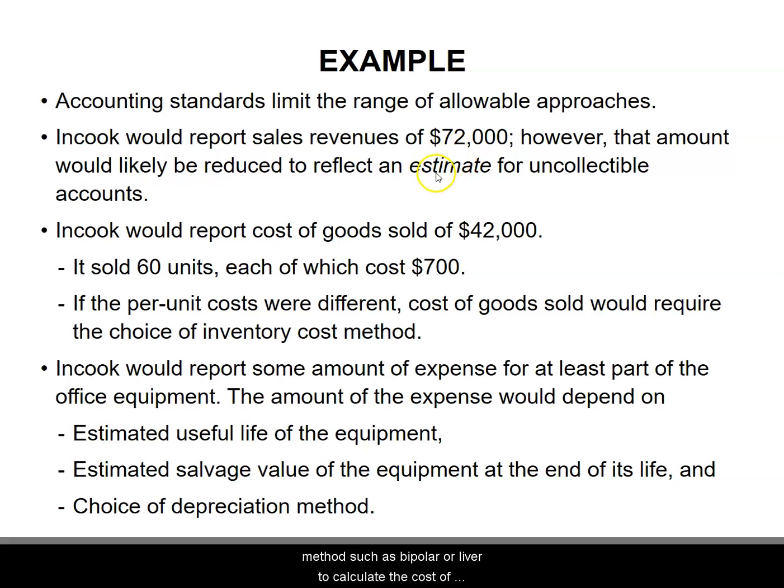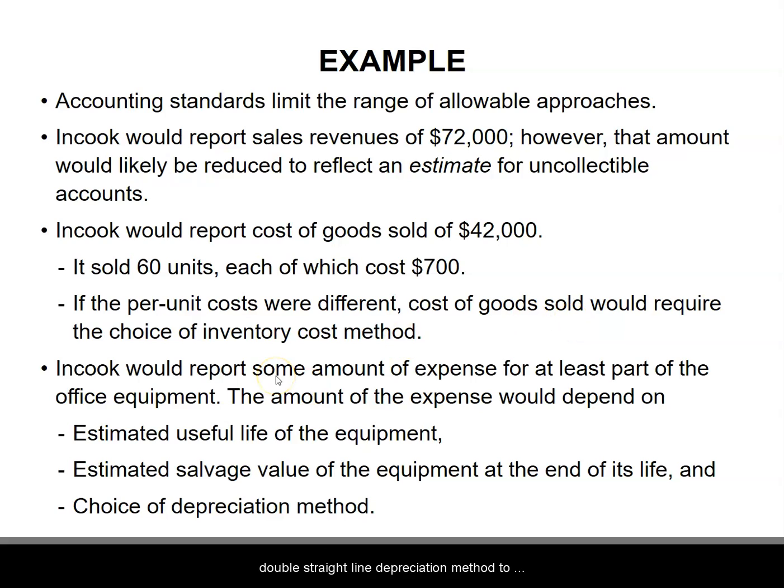However, this amount will be reduced by an estimate of the uncollectible accounts because the company has sold some of the sales on credit. Cost of goods sold will be equal to the number of units sold multiplied by the cost per unit, which is equal to $42,000. If there were variations in per unit cost, then we would be required to use inventory cost methods such as FIFO or LIFO to calculate the cost of goods sold.